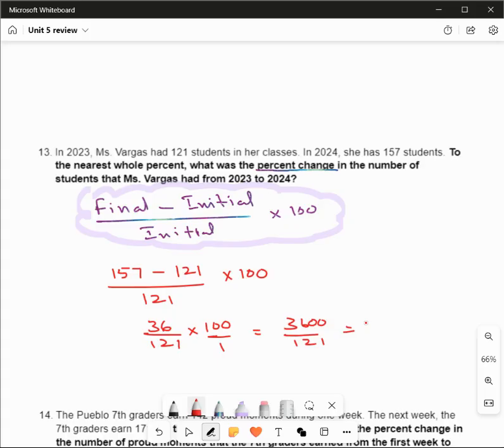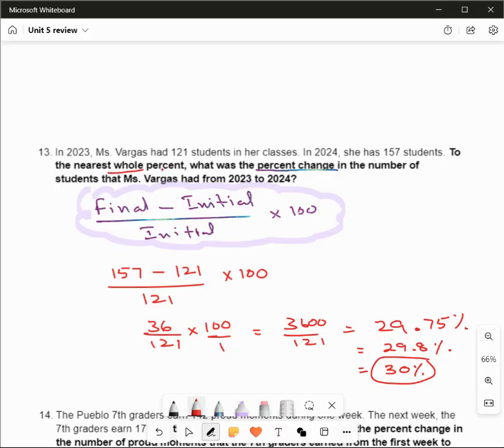Using the calculator, that's around 29.75 percent change, or you can write it as 29.8%. Since it is asking for the nearest whole percent, that's going to be 30%. Make sure you put 30%, not 29.8, because it's asking for the whole percent. Okay, good to go.